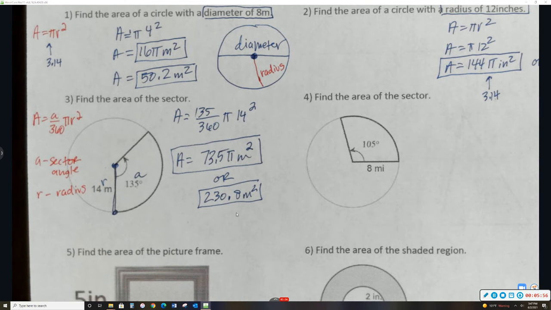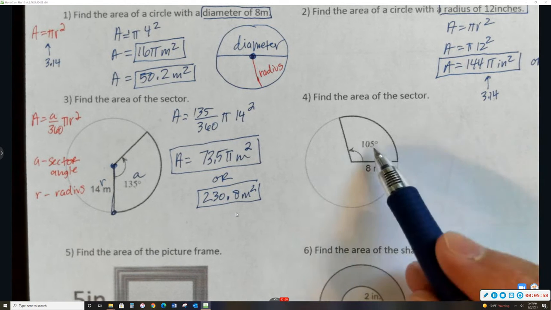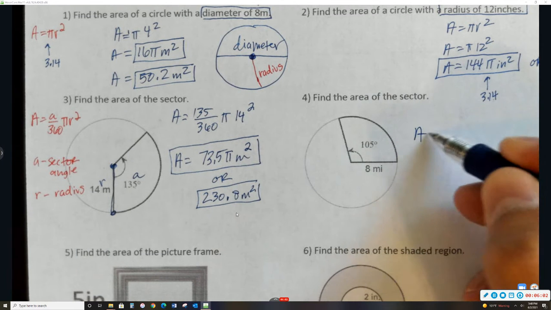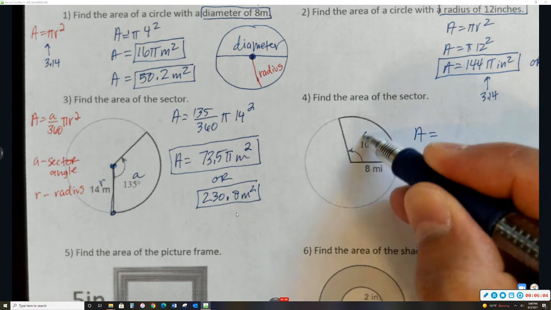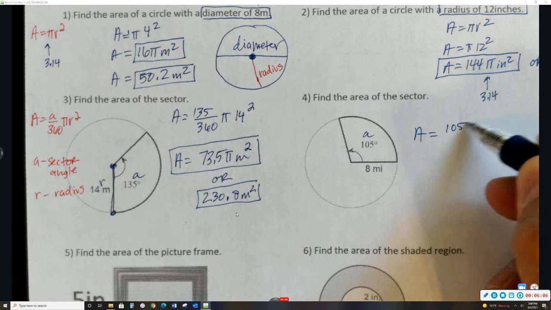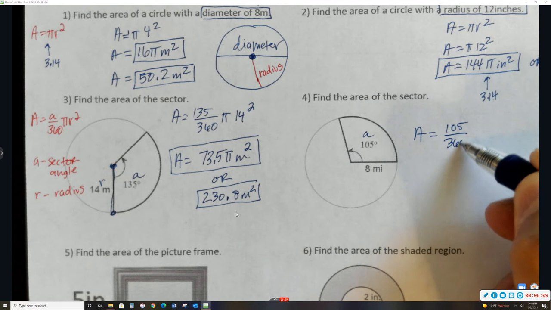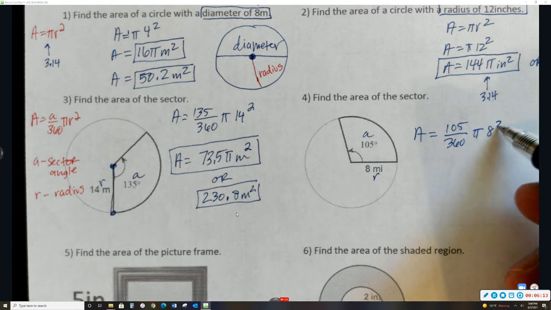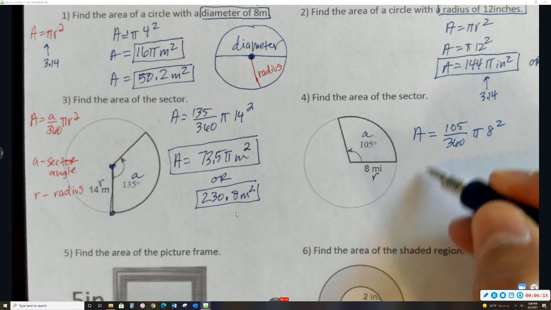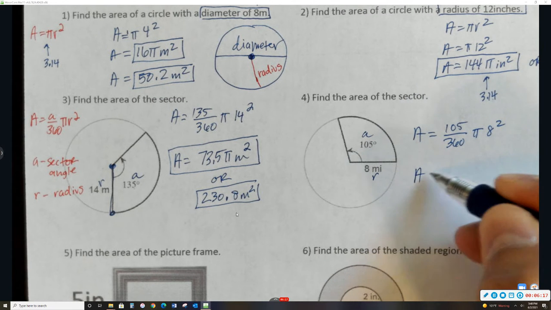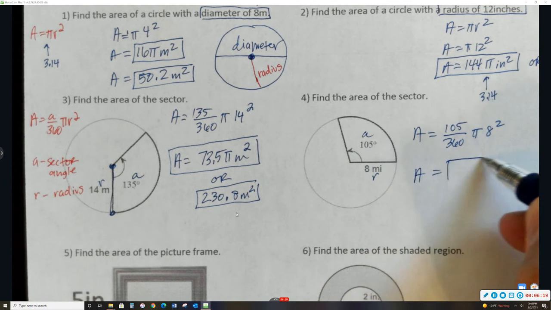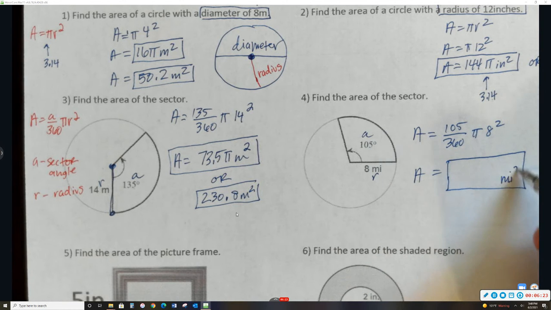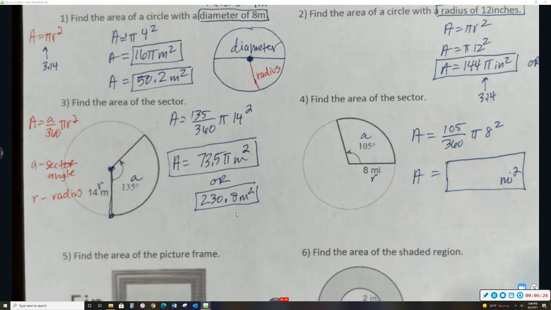Okay. So again, here's this one. I'm gonna set it up. You guys can type it in the calculator. Area is going to equal little a, which is 105, divided by 360, times pi, times the radius squared. Okay, so you guys type that in the calculator, and then just don't forget this one's miles squared.